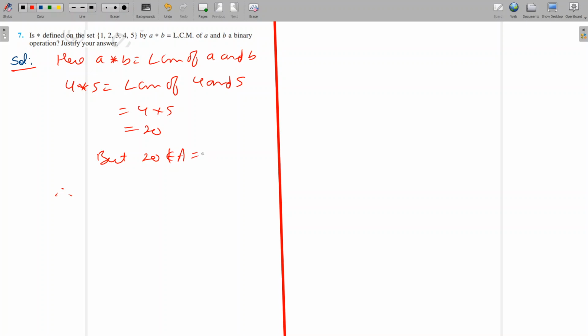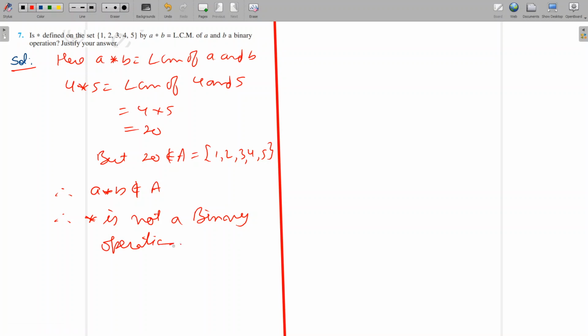That is, A equal to the set 1, 2, 3, 4, 5. But we know that star is a binary operation only if A star B is also a member of the set A. Which is not the case here. Therefore we can say that A star B does not belong to A. Therefore star is not a binary operation. So this is the answer of question number 7.